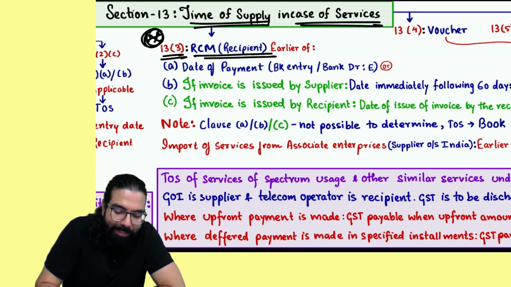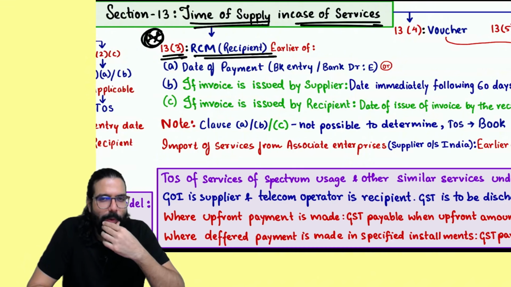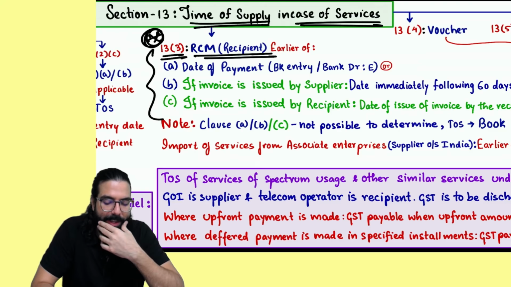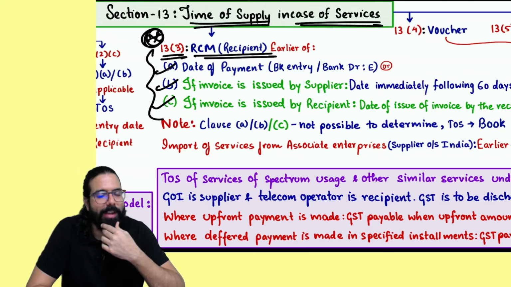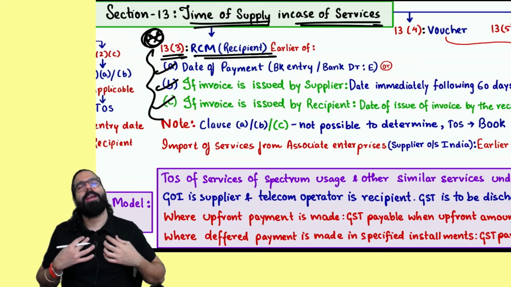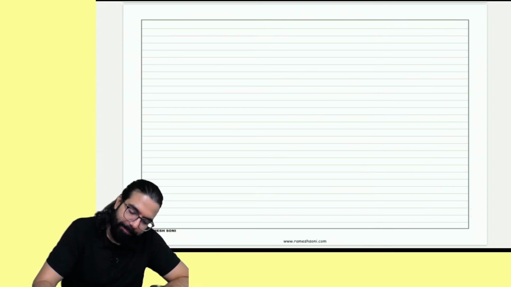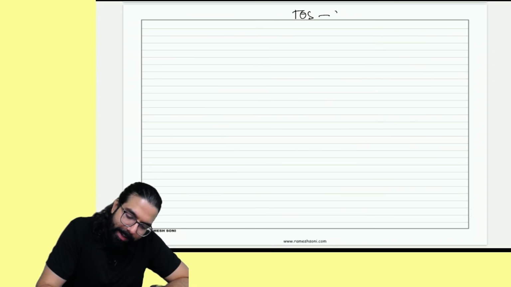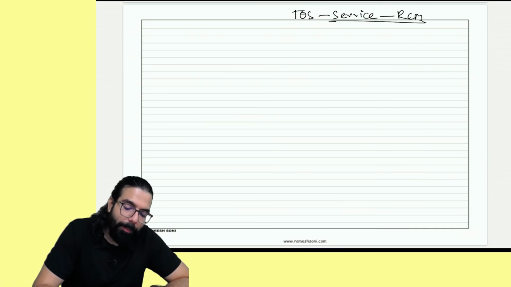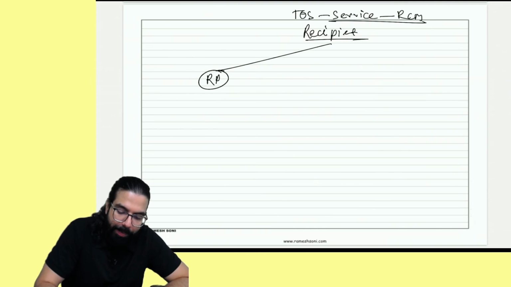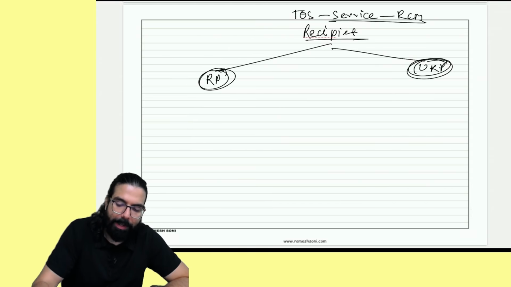Section number 13.3, RCM. In case you are the recipient and you have to pay GST under RCM, this is the point over here. A, B was there. Now C point also has come. Listen to me very carefully. If I am a recipient who has to pay GST under RCM, time of supply in case of services where tax has to be paid under RCM, you have to see who has to pay the GST? Recipient. Now you have to see, is the recipient a registered person? Is the recipient an unregistered person?